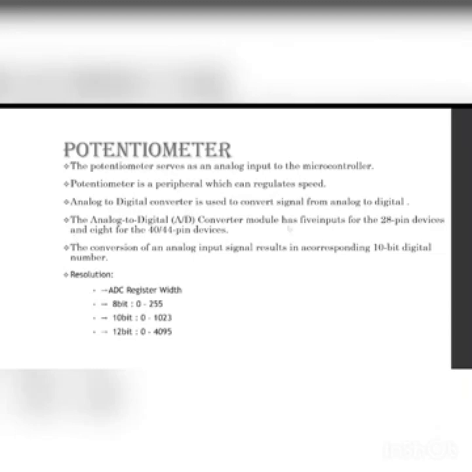The converter module has 5 inputs for the 28-pin devices and 8 for the 40 or 44-pin devices. The conversion of an analog input signal results in a corresponding 10-bit digital number. So this is the resolution. An 8-bit ADC register will take 0 to 255, 10-bit 0 to 1023, and 12-bit 0 to 4095.